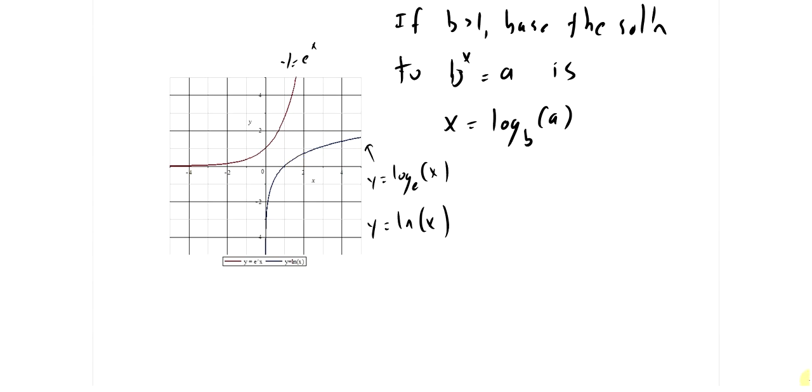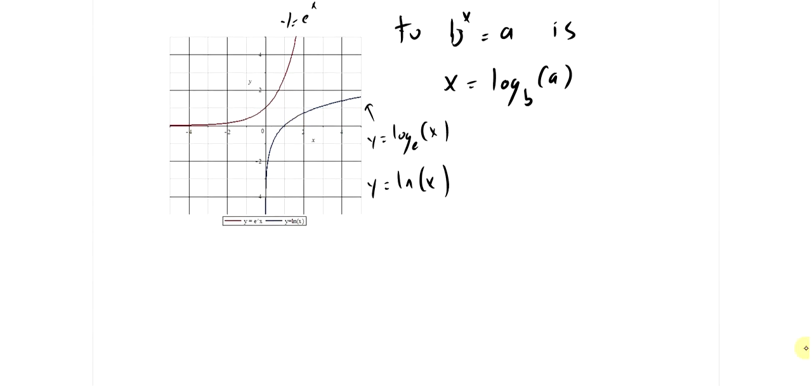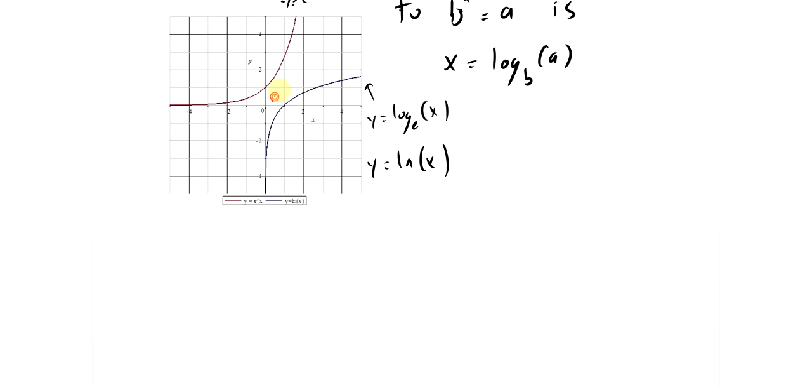I suppose I should have done 2 to the x. That would have been a little bit easier. But if you look at the line y equals x, this curve, y equals e to the x, and this curve, y equals natural logarithm of x, they're just reflections over the line y equals x. And why is that? Well, let's go back to 2 to the x for a moment.